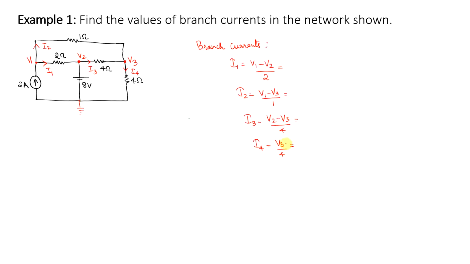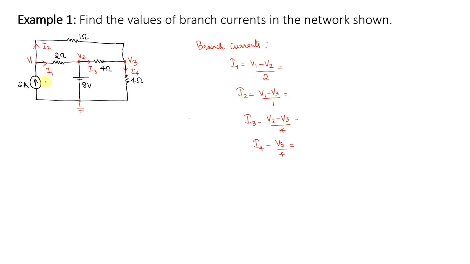Now again, depending on how I have marked, the equation will change. Say you consider the direction of current I1 to be opposite to what I have marked. In that case it would be V2 minus V1 divided by 2, so you might get a negative result also. If I have marked it in this way, I will be getting the answers accordingly. The polarity might become plus or minus depending on the direction of current you have marked.